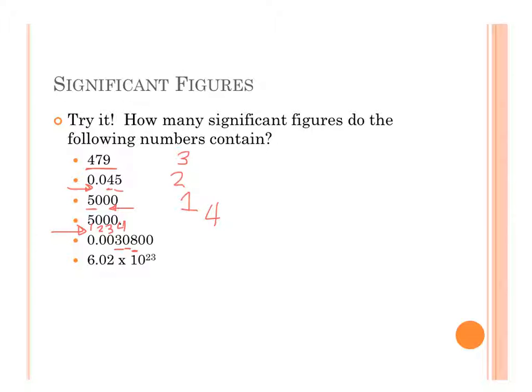Now we get to trailing zeros. Trailing zeros count if there's a decimal there. There is, so these 2 are both considered significant. So we have a total of 5 significant digits here.